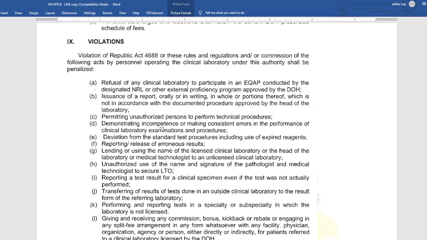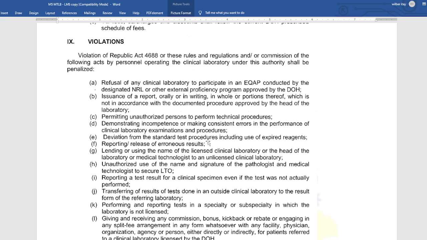Okay, so permitting an unauthorized person to perform technical procedure. Like for example, you are allowing non-medical technologists to perform the test. Okay, hindi siya medtech, pero siya yung pinaggagawa mo ng lab procedures. Bawal yun. Incompetence or making consistent errors. So, this is a violation. Kapag always na, like in the case ng, diba, yung case study nyo, if laging mali, namamali ng resulta, nagagawang positive, nagkakamali, due to negligence and malpractice, so violation yon.